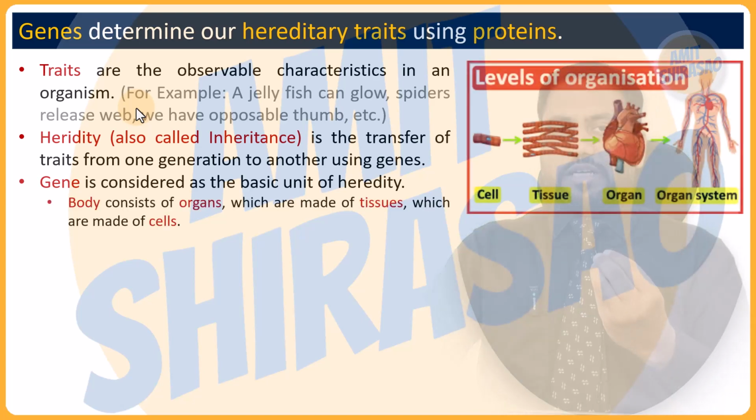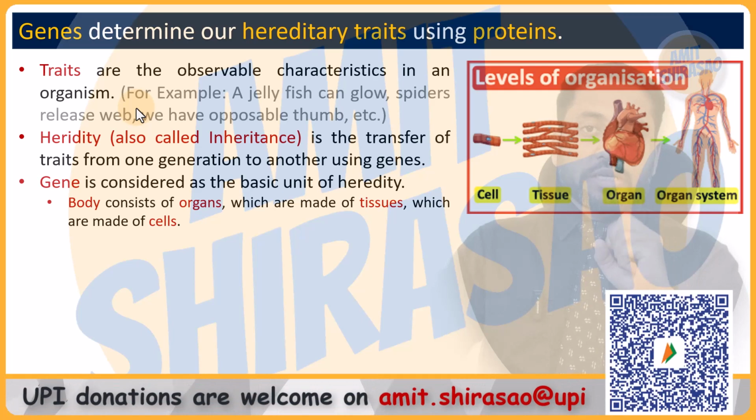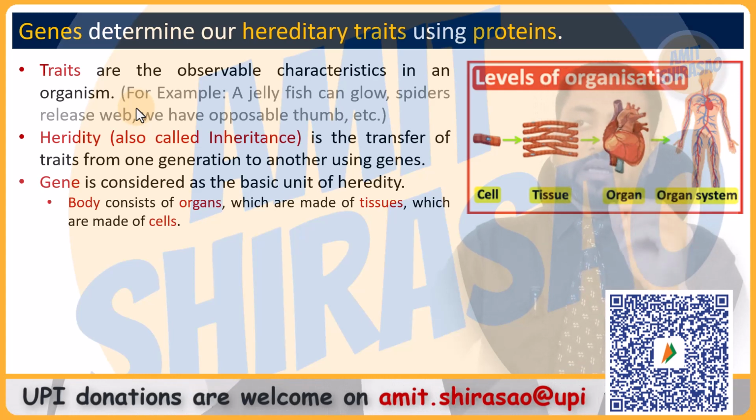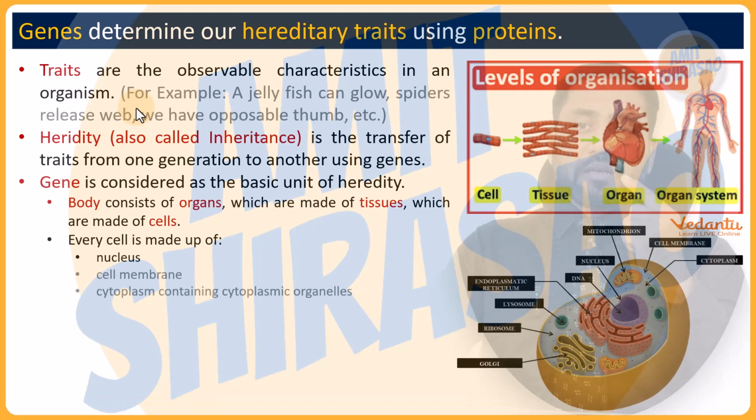Any body, whether of a human being, a plant or an animal, basically consists of organs. Organs are made up of tissues. Tissues are made up of cells. So cell is the basic unit of any body. Now, every cell is made up of three parts: nucleus, cell membrane, and cytoplasm containing cytoplasmic organelles.